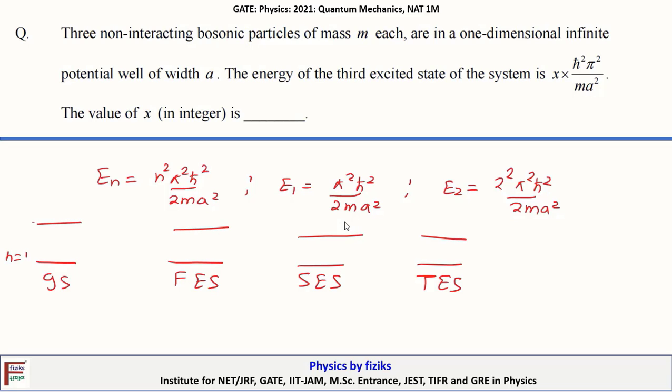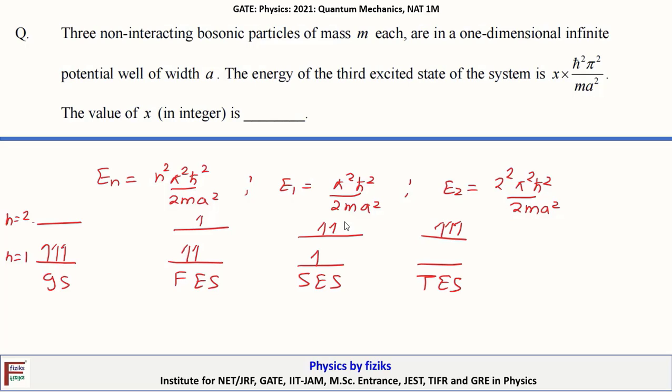This corresponds to n equals 1 and this corresponds to n equals 2. Now in the ground state, since the particles are bosons, all the particles would be in the n equals 1 state. In the first excited state, 2 particles would be in the n equals 1 state and another one is in the n equals 2 state. In the second excited state, 1 particle is in the n equals 1 state, another is in the n equals 2 state, and for the third excited state, all 3 particles would be in the n equals 2 state.